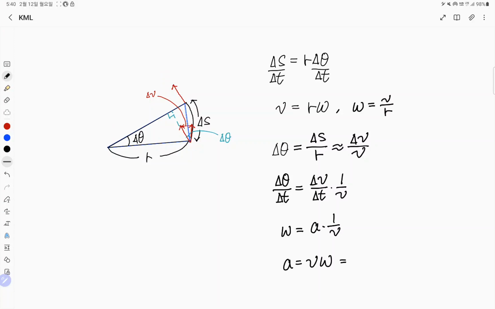v is r times omega, so the acceleration is equal to omega squared times radius. And because the direction of delta v is toward the center, this is centripetal acceleration, toward the center.